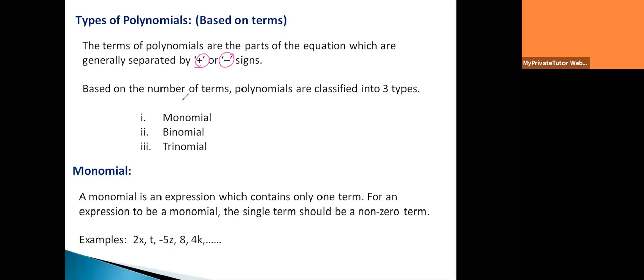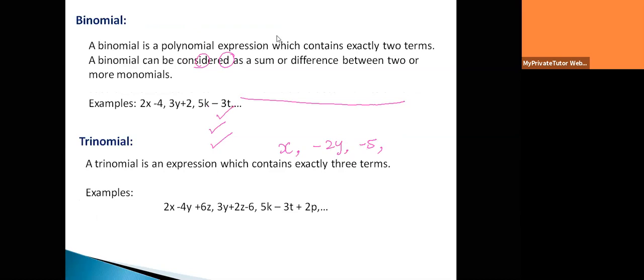Okay, so based on the number of terms, polynomials are classified into three types: monomial, binomial, and trinomial. What is a monomial? It has only one term. For example, it can be x, it can be minus 2y, it can be just 5, just a constant. A constant is also a term. So minus 5 is a monomial. So if we have only one term in an expression, that is called a monomial.